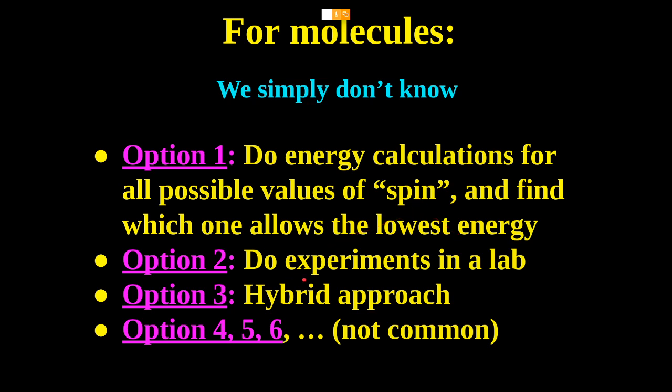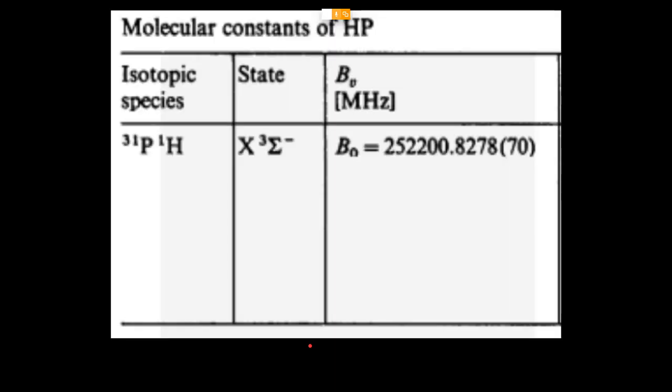Option two is you can do experiments in a lab, and find out which spin configuration is the most stable. You can also do a hybrid approach. And then there's other options. I'm not going to list every single possible thing. I mean, there's molecular orbital theory, so you can try to use some theory, but that theory isn't always going to work. So there's a lot of different ways you can choose the spin value for a molecule. But these are less common. The first three options are the most important ones.